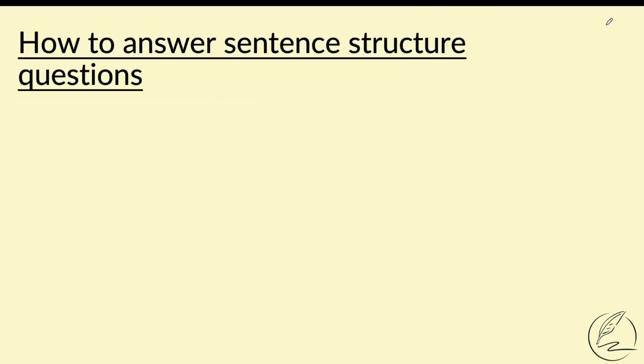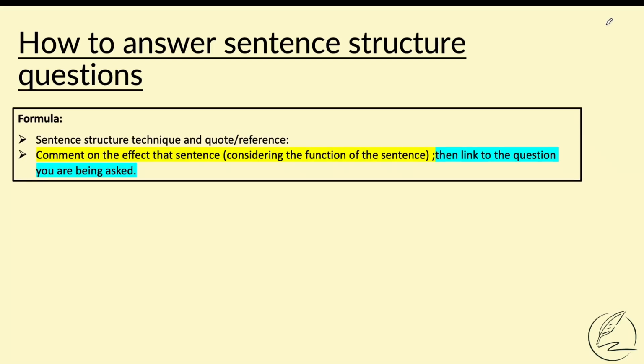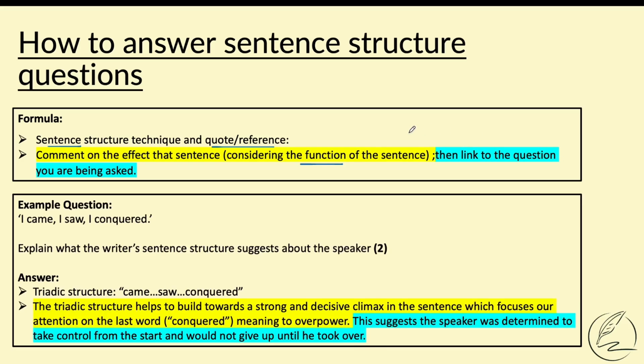So let's think about how we actually answer sentence structure questions. Method is simple. 2 bullet points. First bullet point, tell me what the sentence structure is, and then quote it. Or if it's a very long sentence, like a list, for instance, you can just reference the line numbers. Second bullet point, you've got to comment on the effect of the sentence, considering the function of the sentence. That's what I was talking about earlier. Then you need to link it to the question you are being asked. Let's have a look at an example.